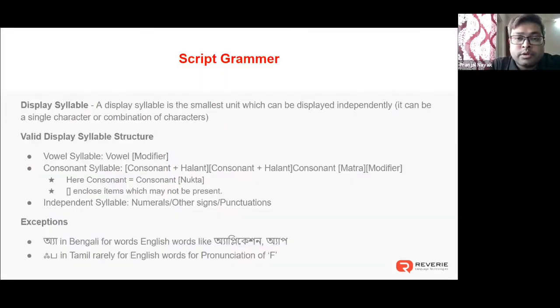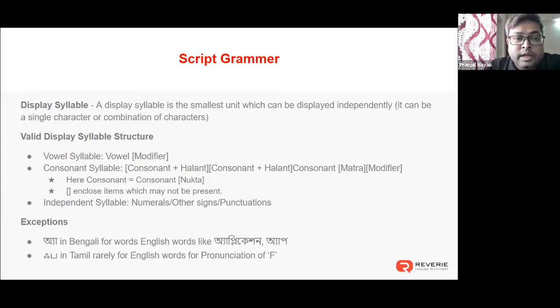So quickly again going through the script grammar. I'll not spend much time on it. We have discussed this a lot in the last session. Just quickly, the display syllable is the smallest unit which can be displayed independently. In the case of dependent characters, that is where the dotted circle comes in, so that we can display that dependent character independently. You had gone through the valid display structure, and I will not go through that in much detail right now.